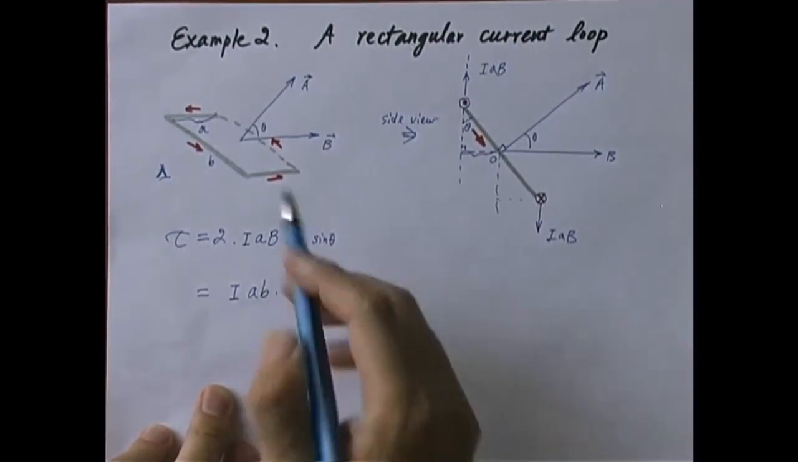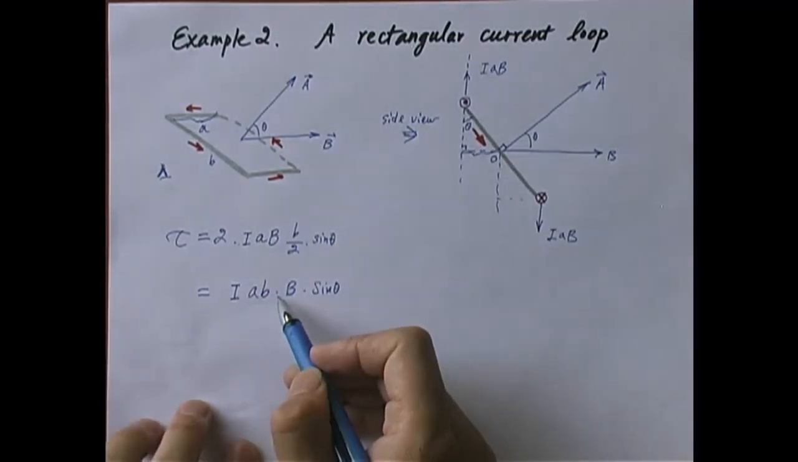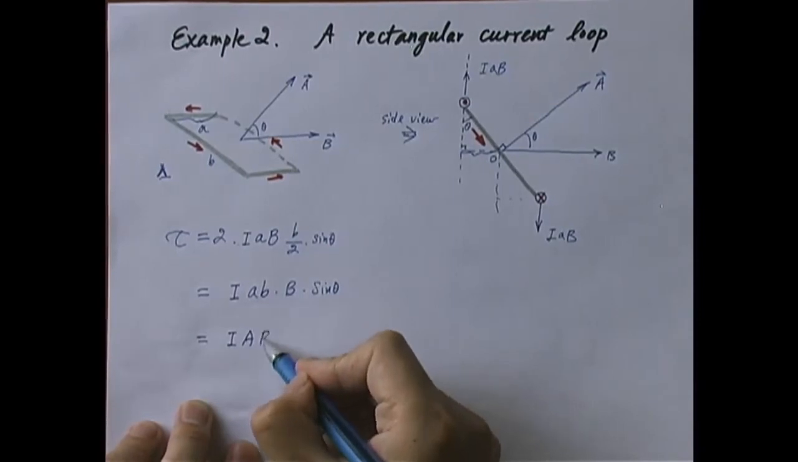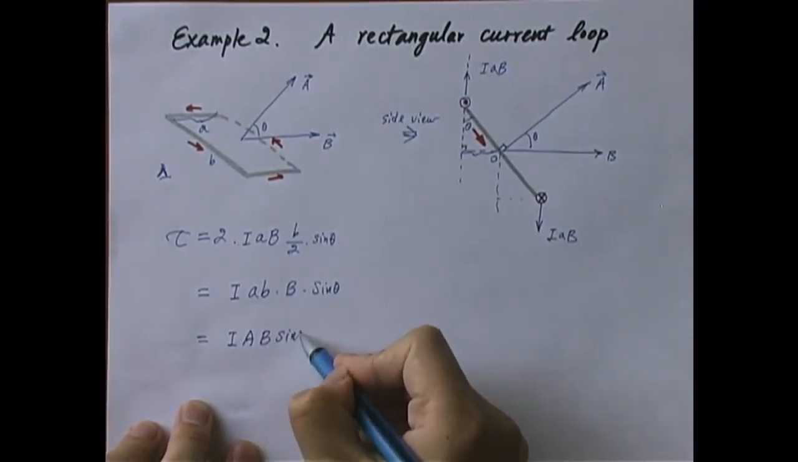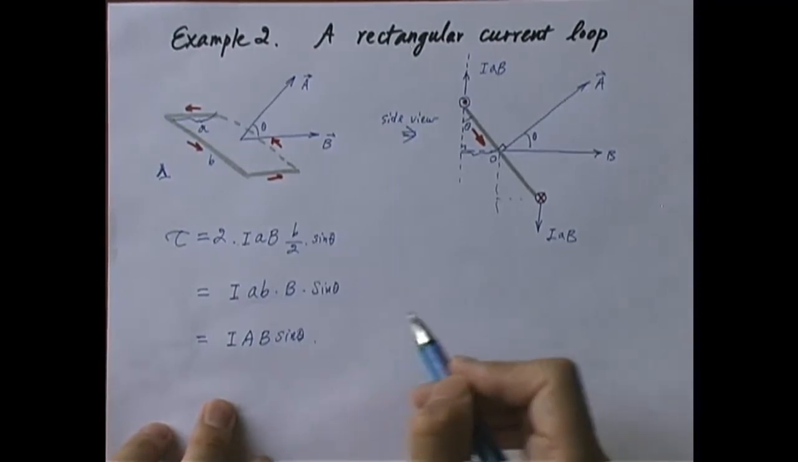What is A times B anyway? Distance A, distance B. So that will be just the area of the loop, right? It's just I A B sine theta. Okay? Now, this is an important result to know.